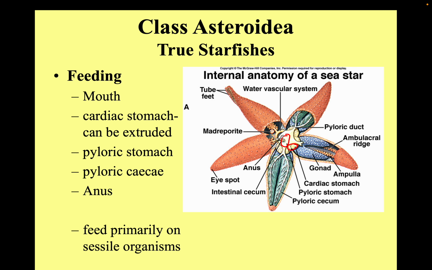Starfishes feed primarily on sessile organisms, since actively hunting prey or food is not characteristic of true starfishes. They primarily depend on the abundance of sessile organisms as a nutrient source.